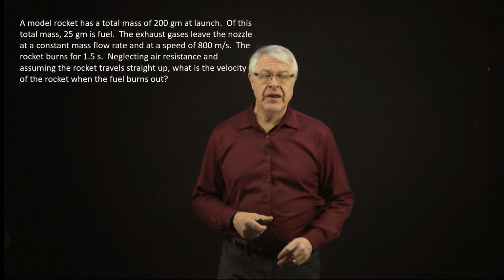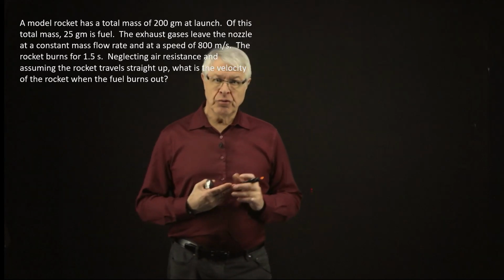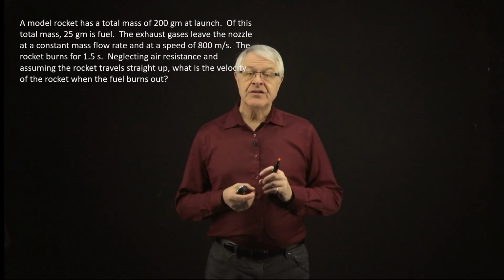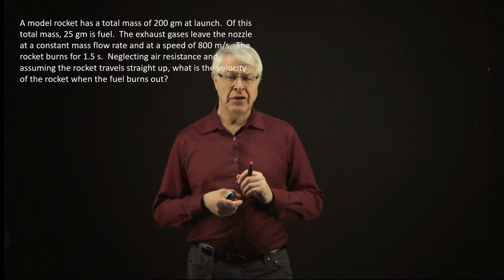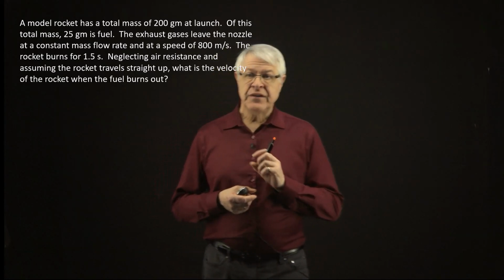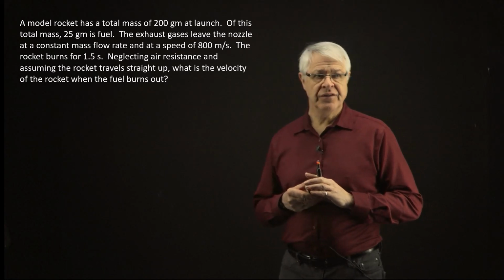Today we're going to look at the rocket equation, and we're going to do that in the context of this problem. So we have a model rocket with a total mass of 200 grams at launch. Of the total mass, 25 grams is fuel. The exhaust gases leave the nozzle at constant mass flow rate and at a speed of 800 meters per second. The rocket burns for 1.5 seconds.